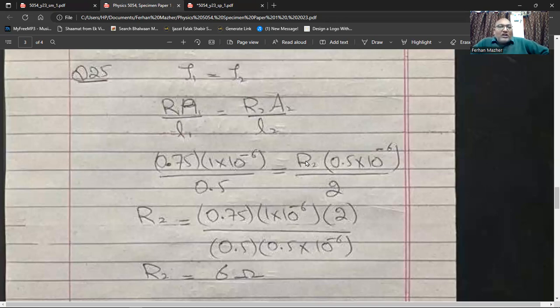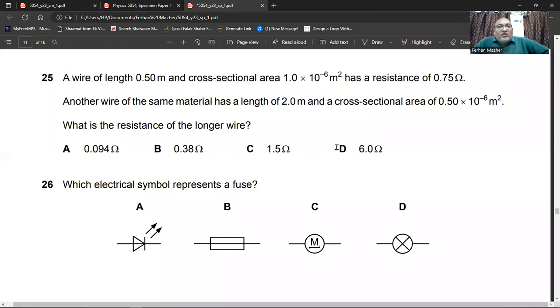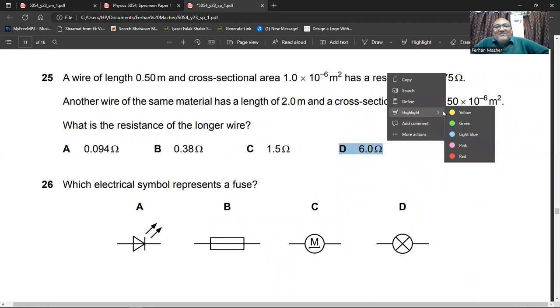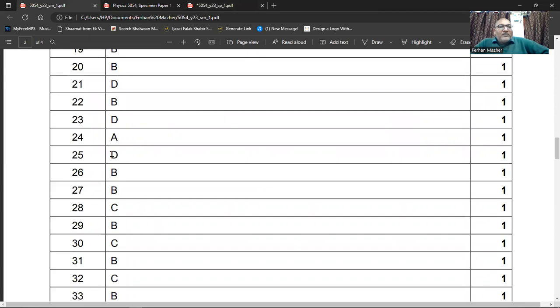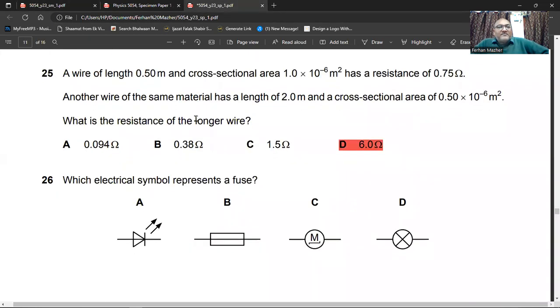So when you make R2 alone, this will go downstairs, this will go upstairs. In your calculator, you will write 0.75 multiply 1 exponent minus 6 multiply 2 divide 0.5 divide 0.5 exponent minus 6 equals, and you will get 6 ohm. So 6 ohm, I think D, our calculation says D will be the answer. Question number 25, D is the answer, sir.